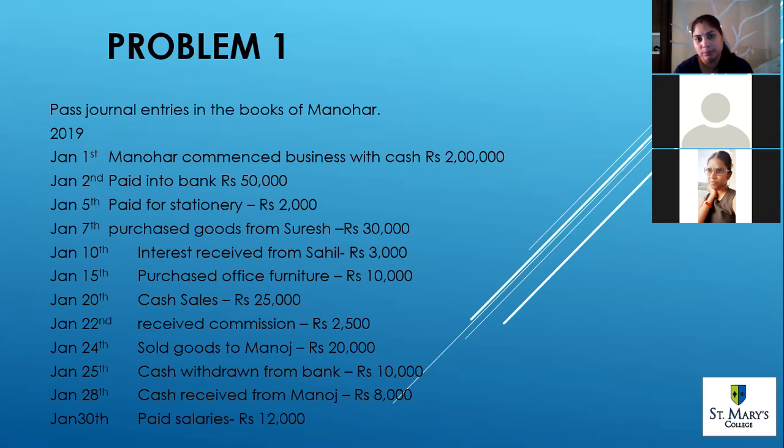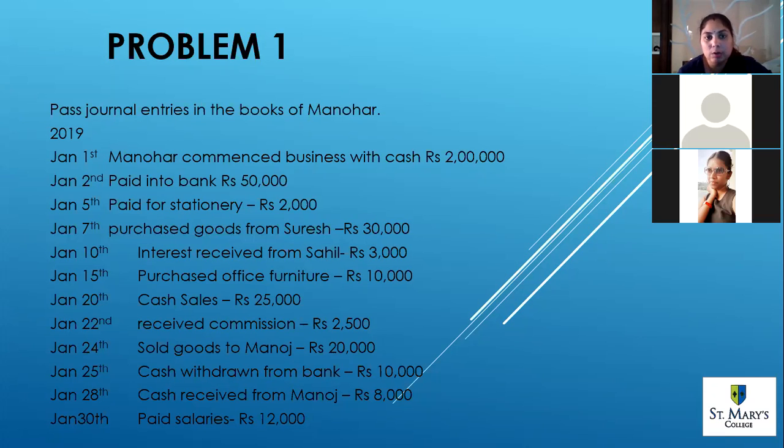there's no problem, because we are writing the entries in the books of Manohar itself. So you need not indicate the name Manohar again and again. So the two accounts involved in this transaction are cash account and capital account. And we know cash account is a real account. Capital account is a personal account because it is representing a specific person. And right now the person is Manohar. So cash is real, Manohar is personal.